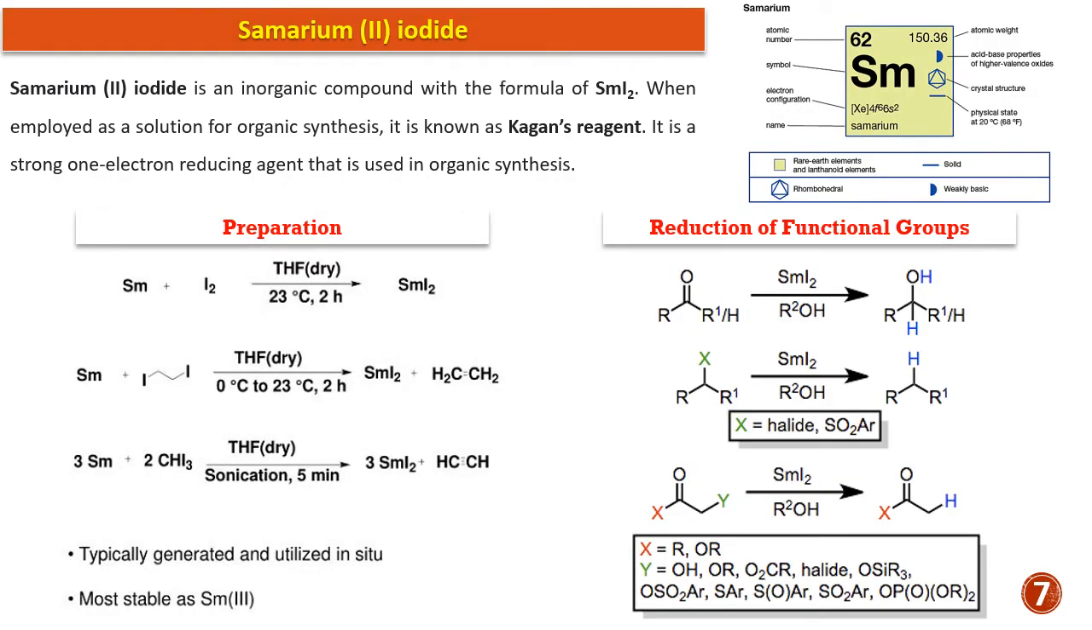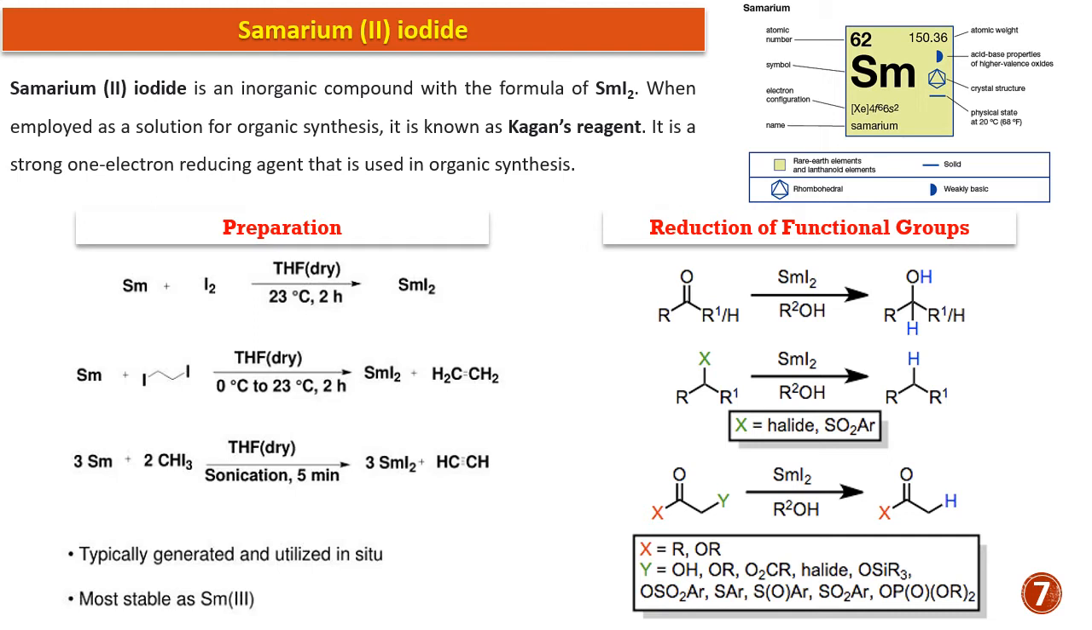Now, samarium is one of the popular elements in the lanthanide series regarding organic synthesis. It is known as Kagan's reagent when applied as a solution for organic synthesis. It is a strong one electron reducing agent. We can prepare the samarium iodide by direct reaction of the samarium with iodine, or by reacting the samarium with the diiodide, or by reacting the samarium with the alkyl iodide, typically generated in situ, and the most stable oxidation state for the samarium in this case is +3.